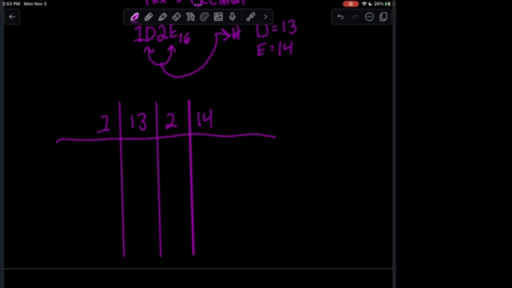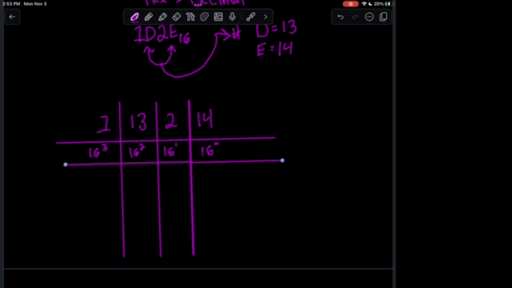So what we're going to do here is, this is our 0 spot. So that means this would be 16 to the power 0, 16 to the power 1, 16 squared, 16 cubed. So once we have that, 16 to the 0 is just 1, so 14 times 1 equals 14. And you're just repeating that same math over and over again.